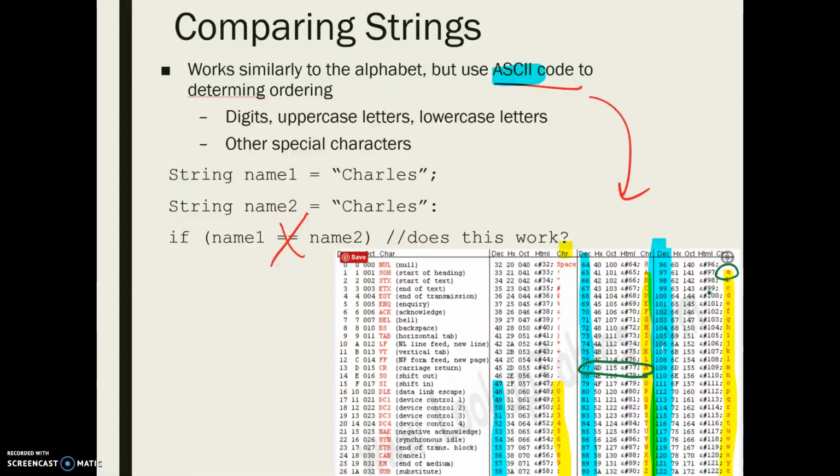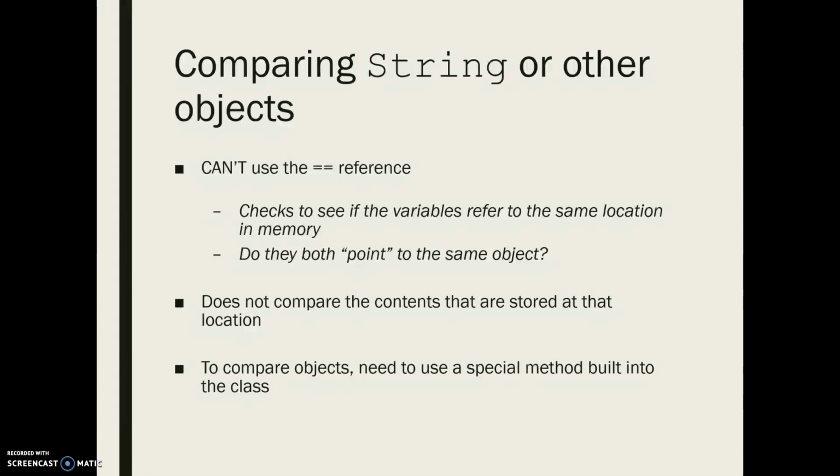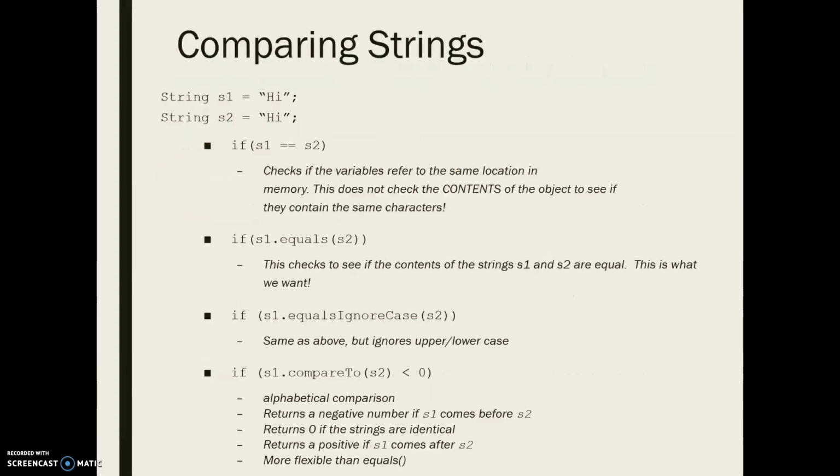All right, so let's talk about these string methods. First of all, we can't use the equals symbol, and that is a big no-no, so please don't do that. Like I said, it does not compare the contents. All that it does is check the address. So instead, we need to use a special method that's built into the class. There are three different methods that we expect you to be proficient in: equals, equalsIgnoreCase, and compareTo.